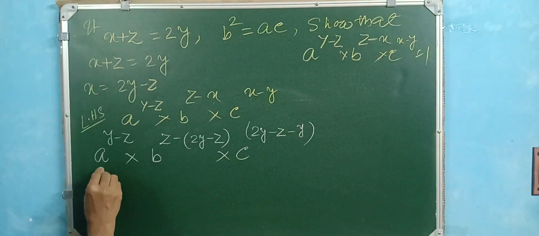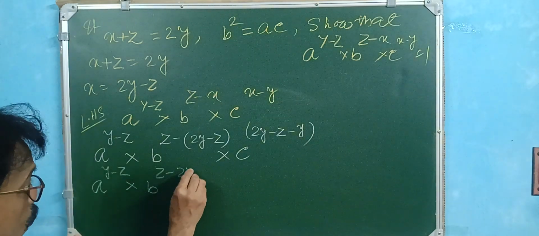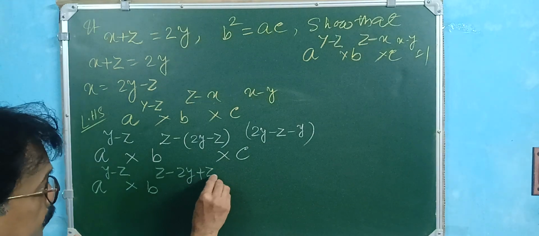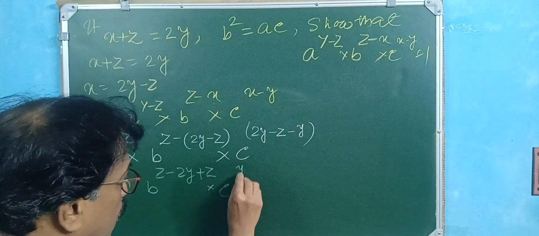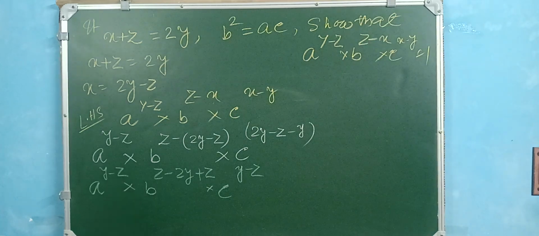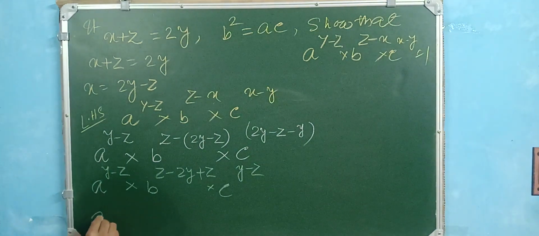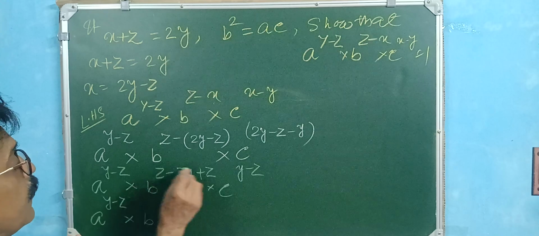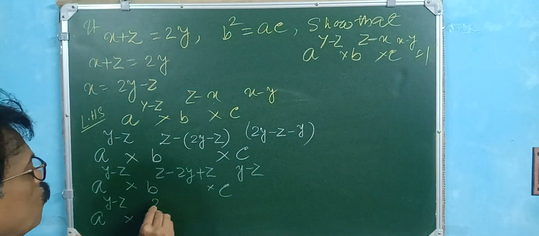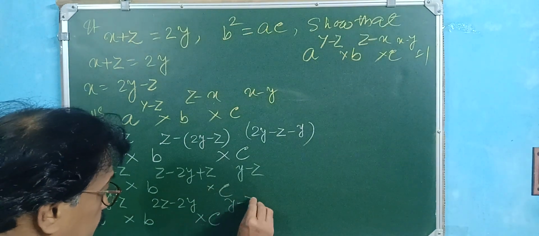So this is a to the power y minus z into b to the power z minus 2y plus z, and this is c to the power 2y minus y, that is y minus z. Now the next line: a to the power y minus z, here b to the power, actually this is z and z, 2z minus 2y. I just write the next line, I just copy this. C to the power y minus z, 2 is common.